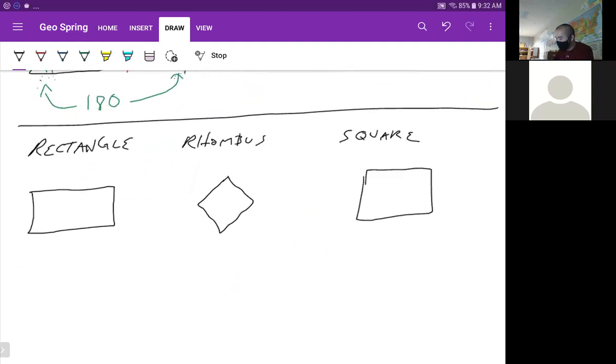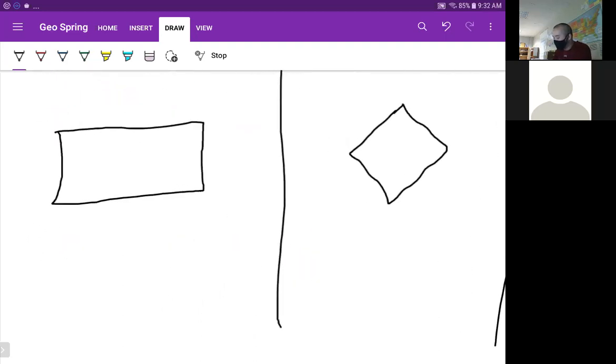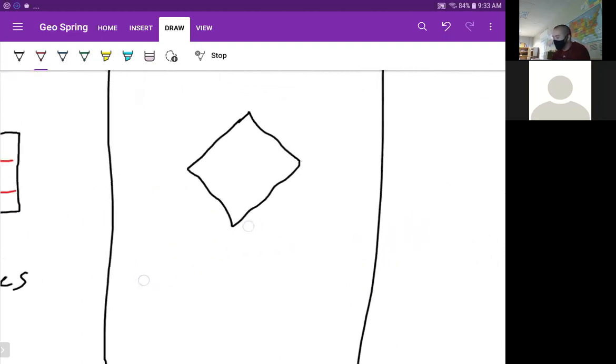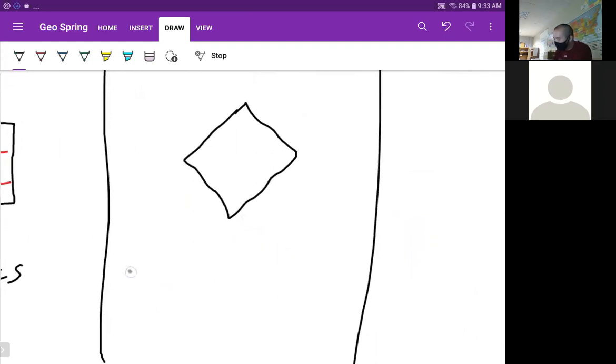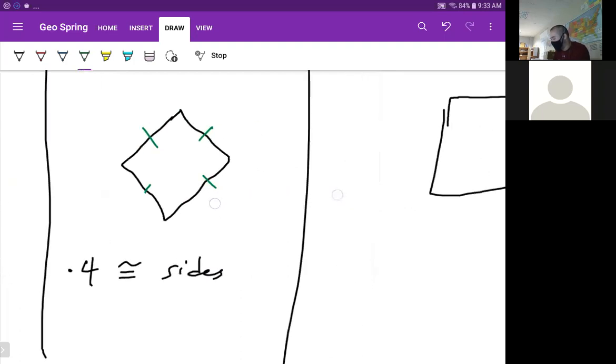Here are the rules though, so you know what to look for. These are the rules that tell you what is what. A rectangle, there's only one rule. There are four right angles. If any shape has four right angles, it is a rectangle. A rhombus has four congruent sides. So all the sides are the same length. They're quite an easy shape to deal with.